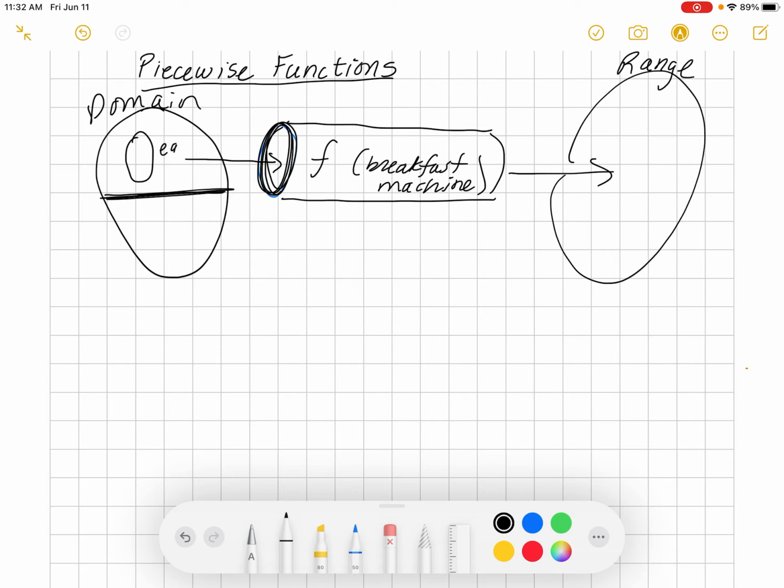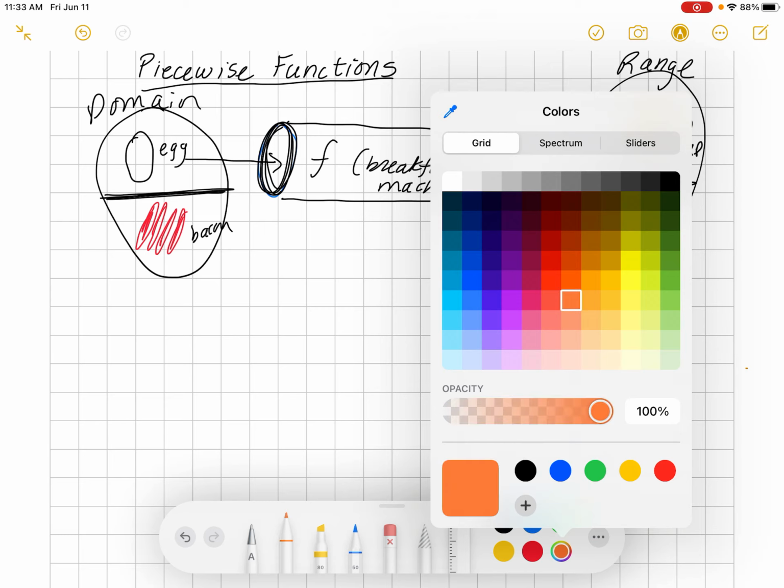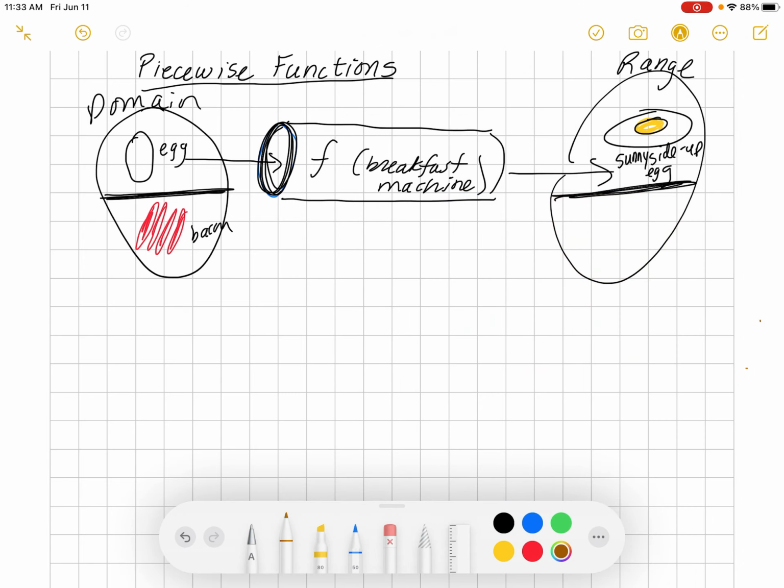So let's say I can plug in an egg. So that's supposed to be a round egg right there. And let's say I can plug in raw bacon. So when I plug in an egg into my breakfast machine, out the other side comes, let's say, a sunny side up egg. And let's say when I plug in my bacon here, out the other side comes fried bacon. Kind of like a brownish color. Fried bacon.